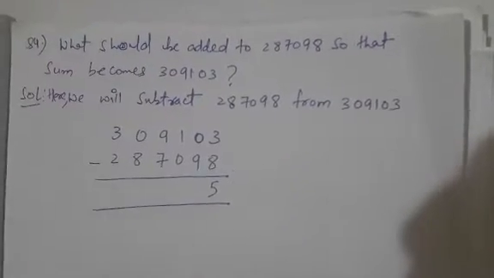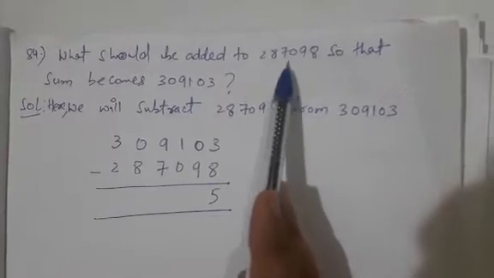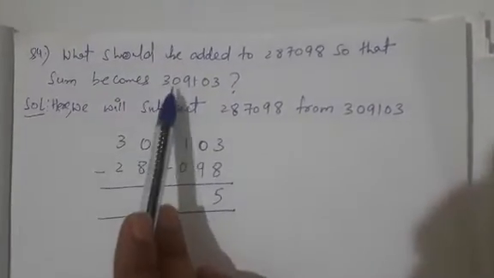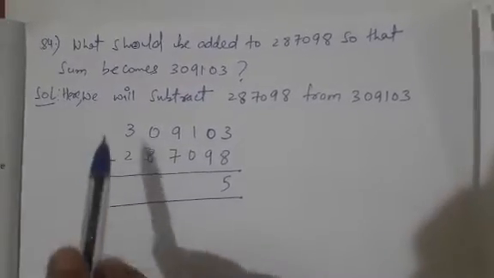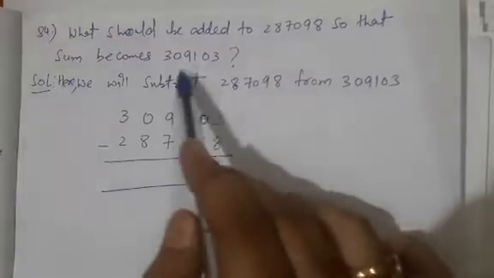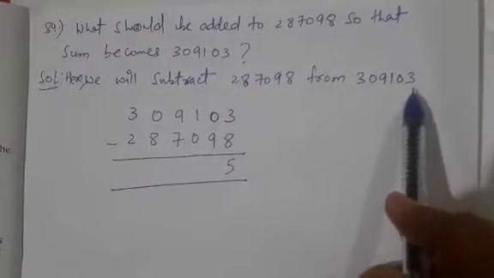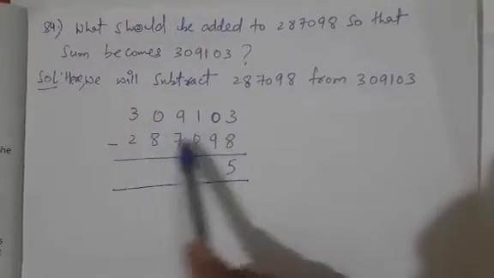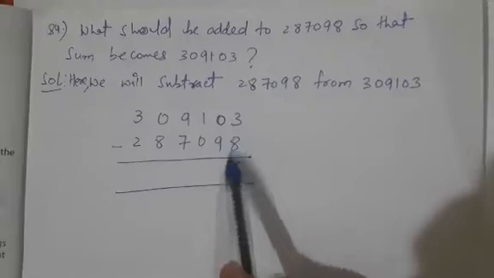Okay students, we will move on to question number 4. What should be added to 287098 so that the sum becomes 309103? Okay, our solution goes like this. Here we will subtract the smaller number from the greater number, 287098 from 309103. Okay, we have written the answer in the solution, in column form.